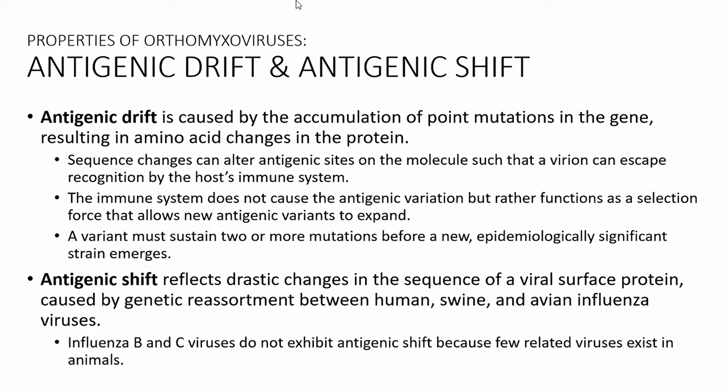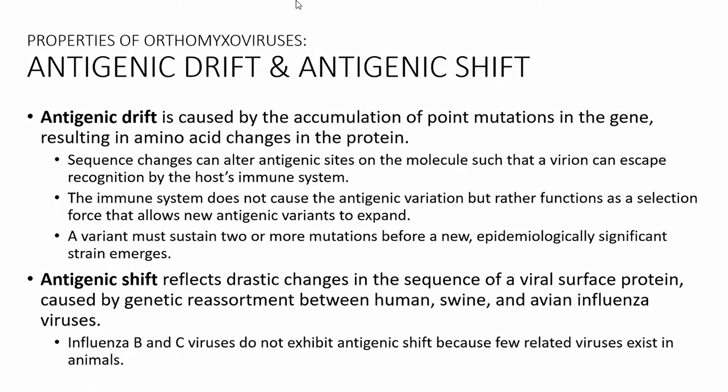Antigenic shift, on the other hand, reflects drastic changes in the sequence of viral surface proteins caused by genetic reassortment between human, swine, and avian influenza viruses. As mentioned a while ago, if 2 different influenza viruses of the same type enter an individual, then there can be genetic reassortment, and through the genetic reassortment, there will be changes in the antigenicity of the surface proteins.